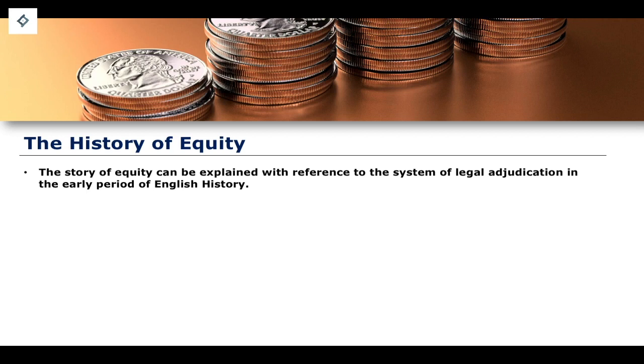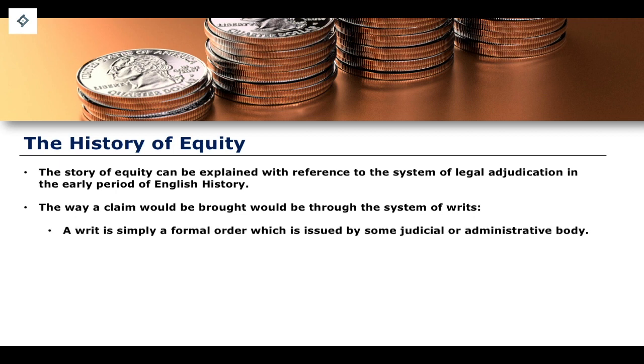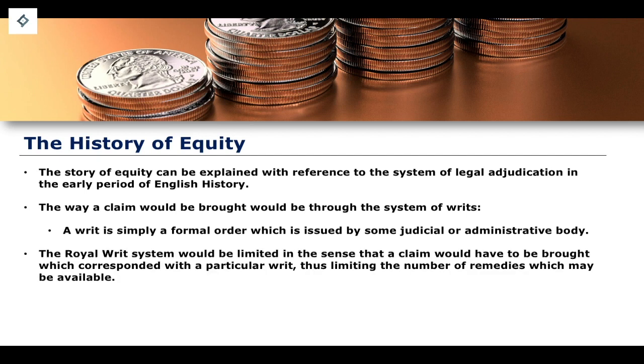So the nature of the structure, if you will, of the English legal system from this very, very early period gives rise to the suggestion that equity could be a useful contribution. So the way a claim, for example, would be brought about in this very early period within early medieval England was through a system of writs. Now, a writ is simply a formal order which is issued by some judicial or administrative body, and the system of writs, the royal writ itself, was a system which is limited in the sense that ultimately what you would have to do is bring a claim which corresponded to a particular writ.